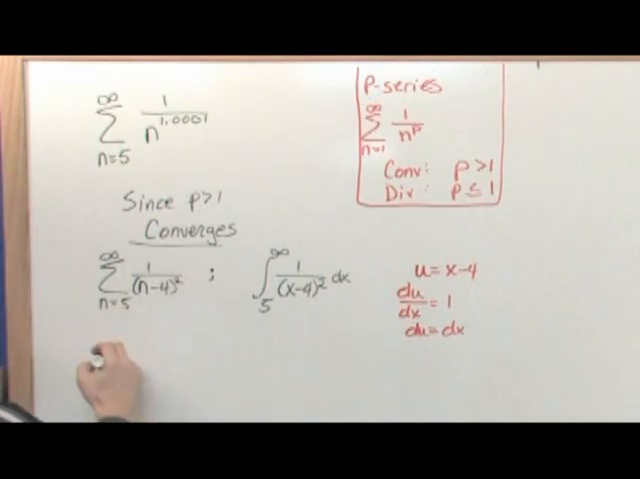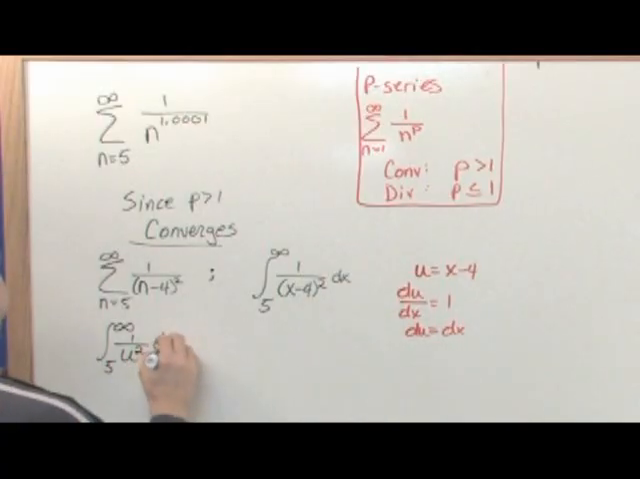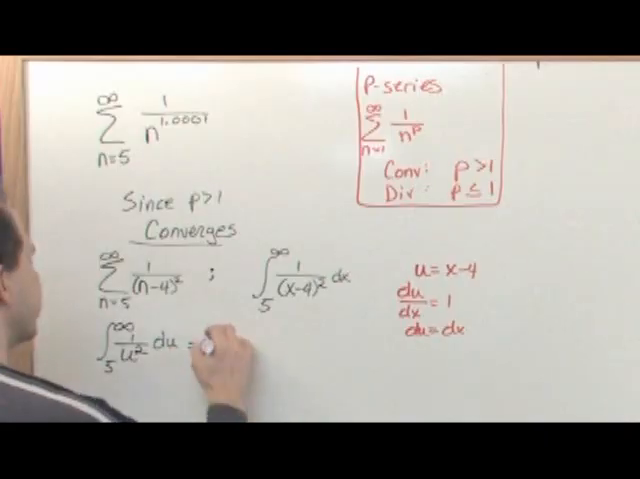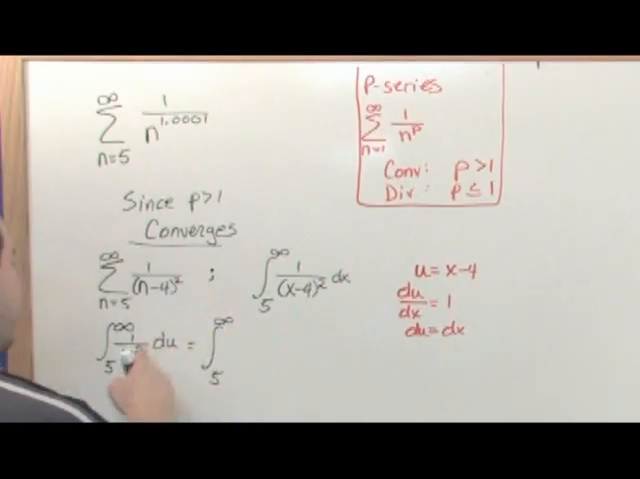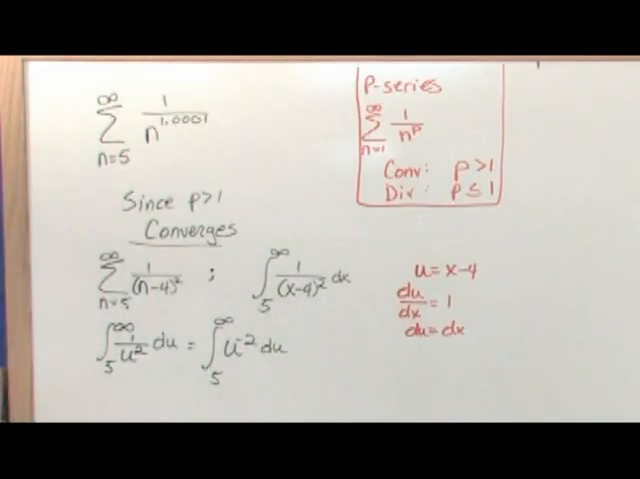Continuing on over here, you'll have integral from 5 to infinity, 1 over u squared, because u is equal to x minus 4, times dx, but we said dx was equal to du. Okay, so look, you have a nice simple integral here. I always like to write these integrals when I have 1 over something raised to a power as a negative exponent, because it just helps me when I apply my exponent rule.